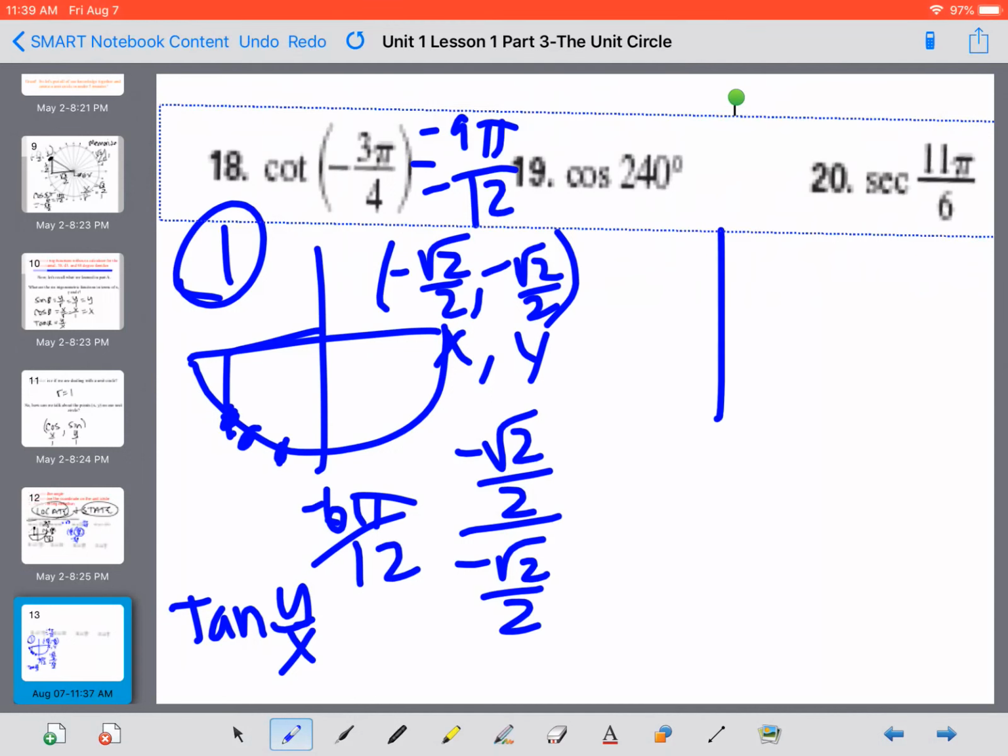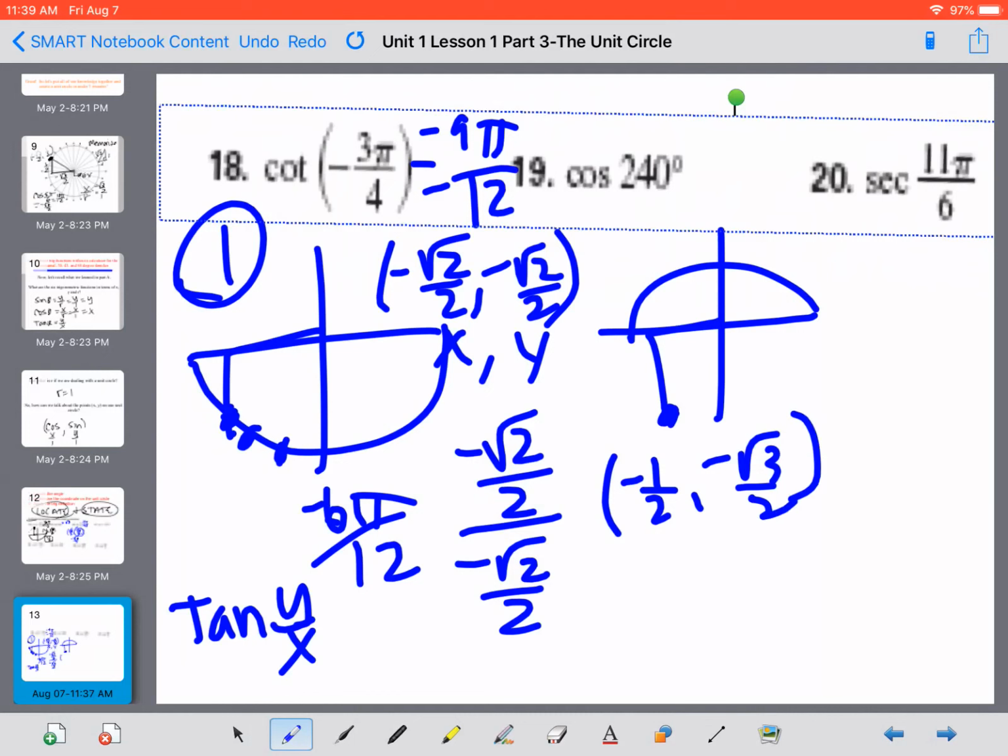Cosine of 240. 240, this is 180 degrees. 240 is going to be down here, so that's my locate. Short x, long y. Short x, long y. Cosine is the x value, so I have negative 1/2.